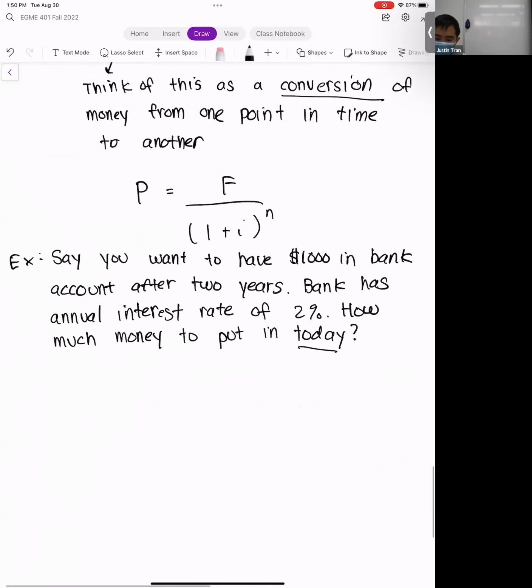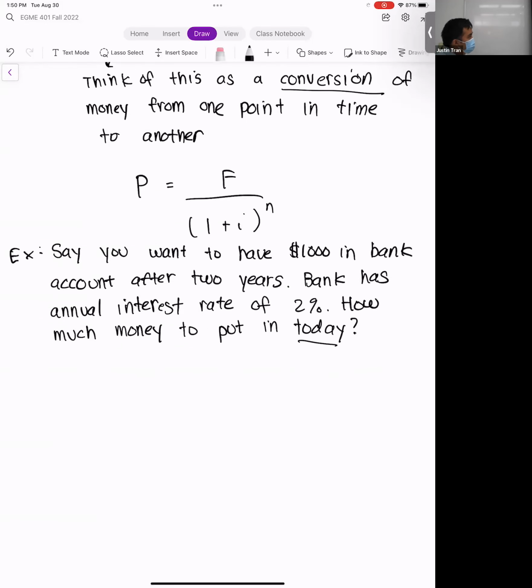And so it's a little bit of a flip of the previous example, right? And so in the previous example, we were given an amount of money that we have today, right? And we're asked to compute its equivalent amount in the future. Here we flipped it. And so here this $1,000 that we have in the problem, this is an amount of money that we want to have in the future. And so this $1,000, this is a future sum.